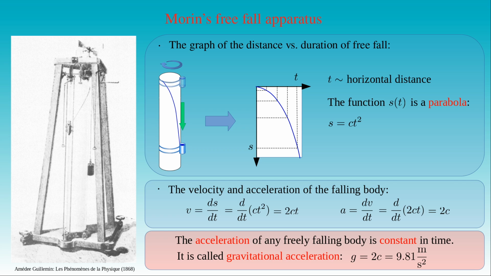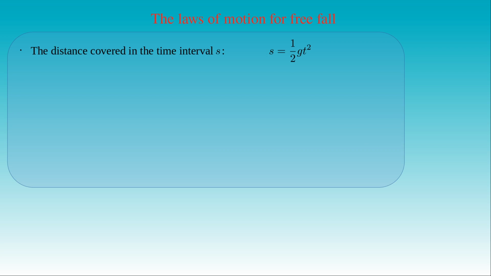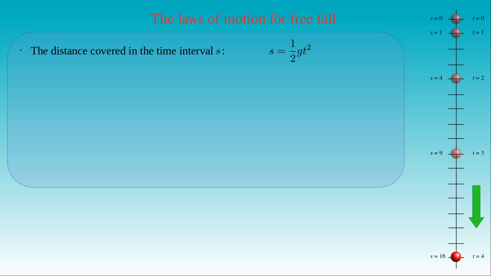Based on the results of the experiments presented here, we can now formulate the laws of motion for free fall. The distance s covered by a free-falling body in a time interval t is given by the half of the gravitational acceleration g times the square of the elapsed time t. This relation is illustrated in the figure in the right-hand side, which was already shown in the discussion of the inclined plane experiment. If the falling ball covers a unit distance during the unit time, it will cover 4 units of distance during 2 units of time. Then it will cover 9 units of distance during 3 units of time, and so on.